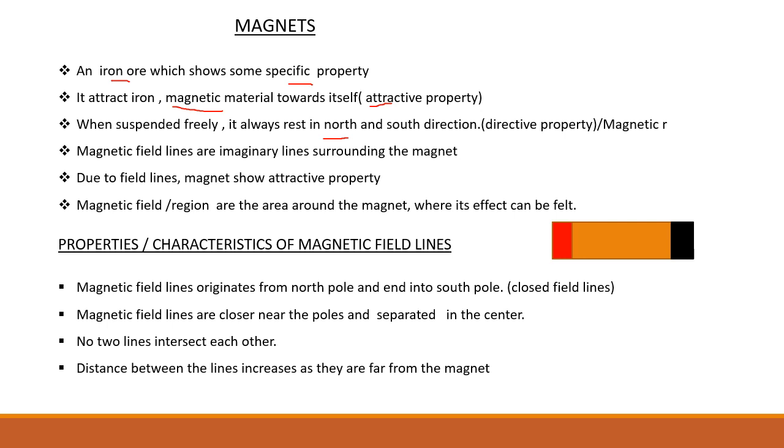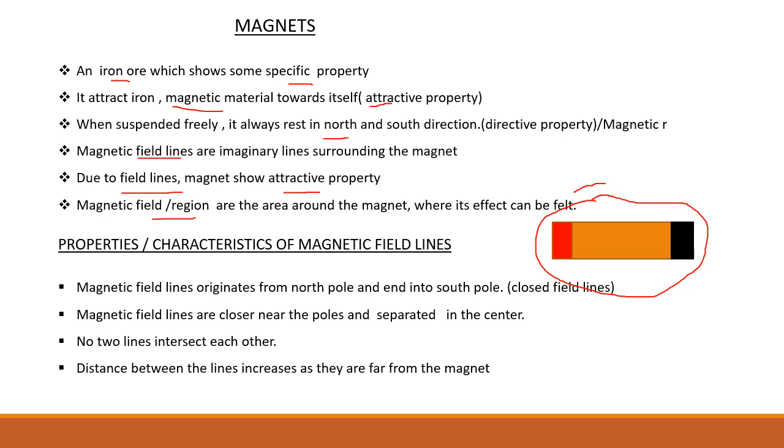Magnetic field lines are imaginary lines surrounding the magnet. What is magnetic field lines? Magnets attract magnetic substance towards itself. So around this region of magnet where its effect can be felt, that is called magnetic region. This magnetic region is in the form of imaginary lines, that is called magnetic field lines. And due to these magnetic field lines only, magnets show attractive property. Larger the power of magnet, more will be the magnetic region.